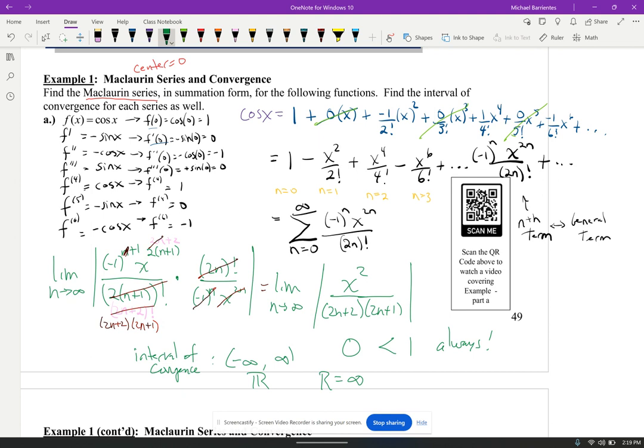In the next videos, we're going to do some more, but really the idea is we're going to have to memorize that some functions like cosine x have a partner Maclaurin series or Taylor series that we can use. And if you memorize those key ones, it's going to make your life a lot easier.